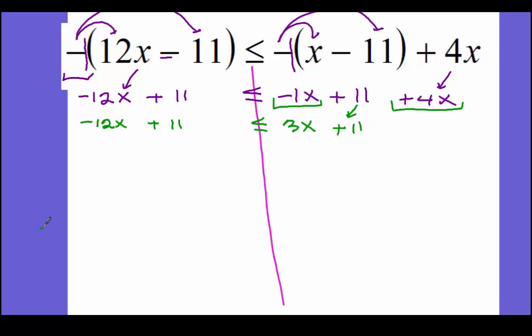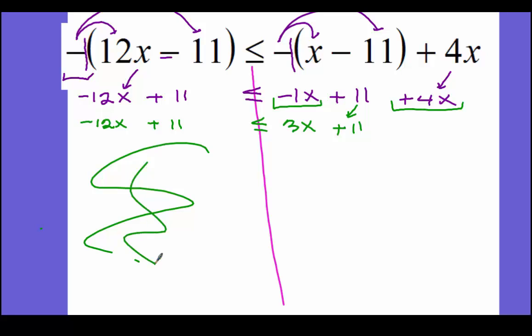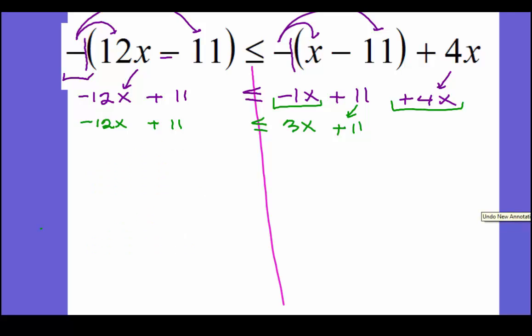Alright. Next, decide what side you want your x to be on. I want my x to be on the left side, which is on this side. All x over here. For those of you who still don't get that concept, I can even label it. I put a little box and say all my x over here, and we have all numbers over here. So numbers with the x go to the left, numbers without the x go to the right. That's what it is. Okay.